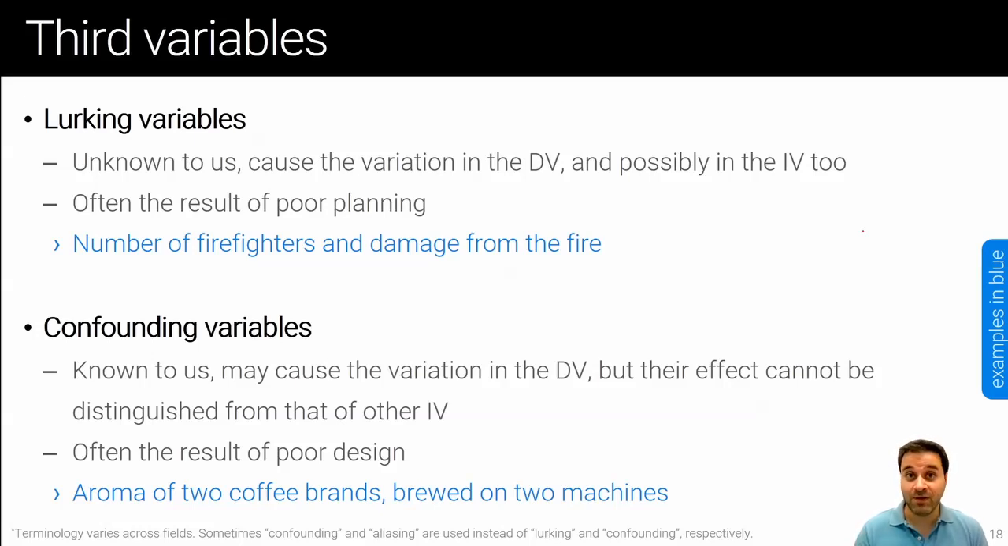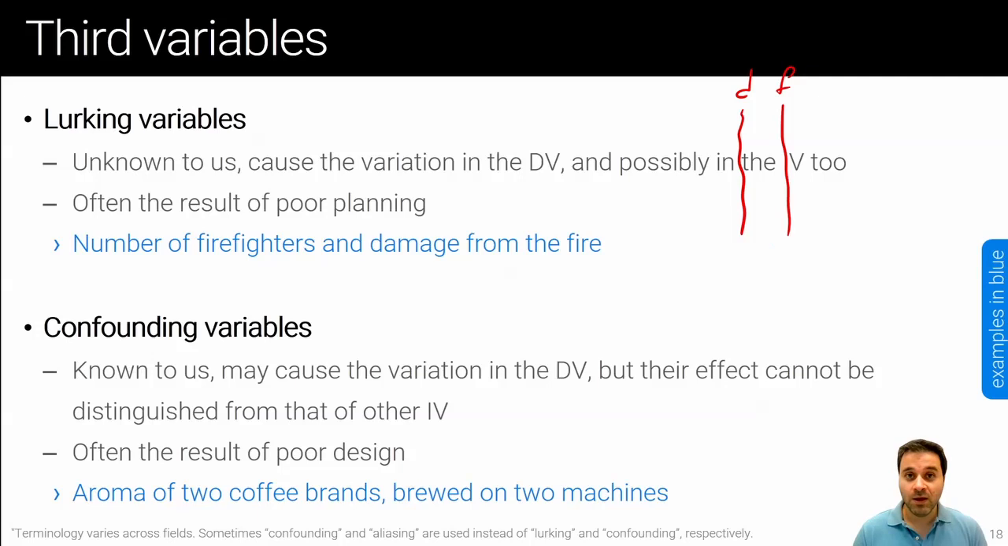So let's say we have the data from the city hall, and we have on the one column the damage from the fire, and on the other hand, we have the number of firefighters. Those two are, of course, going to be correlated, right? The higher the damage, the higher the number of firefighters, usually, because we just send more people whenever there's expected to be more damage.